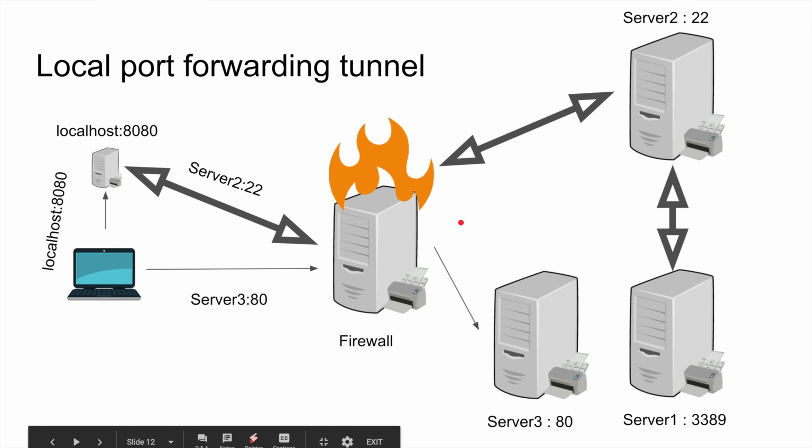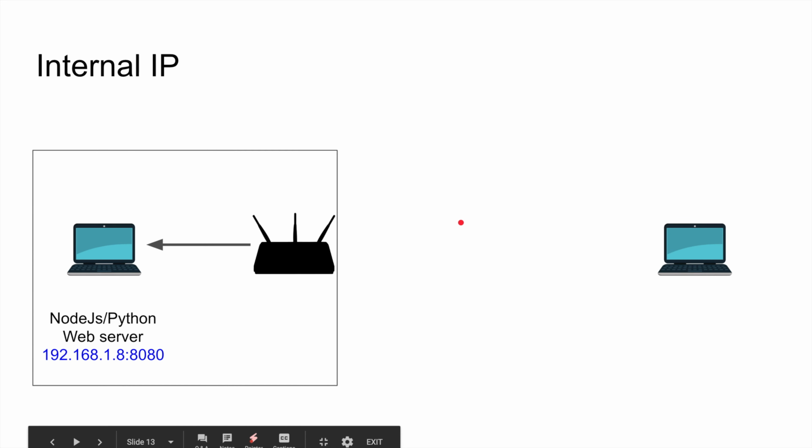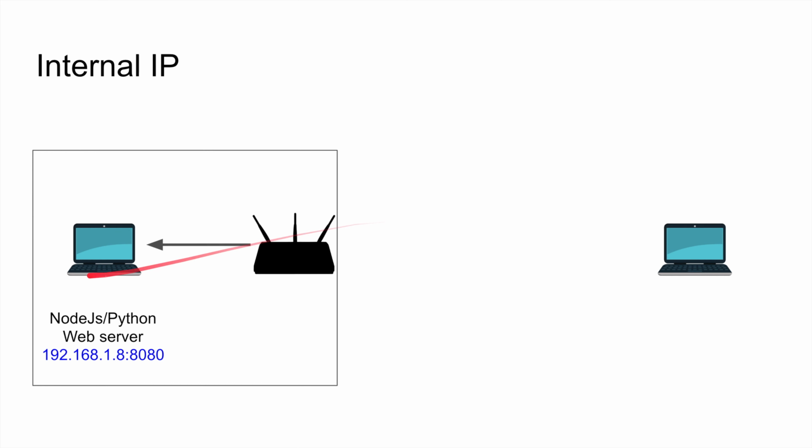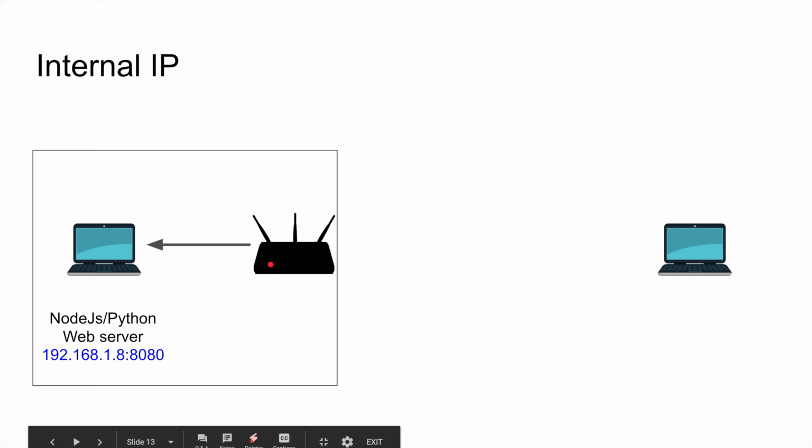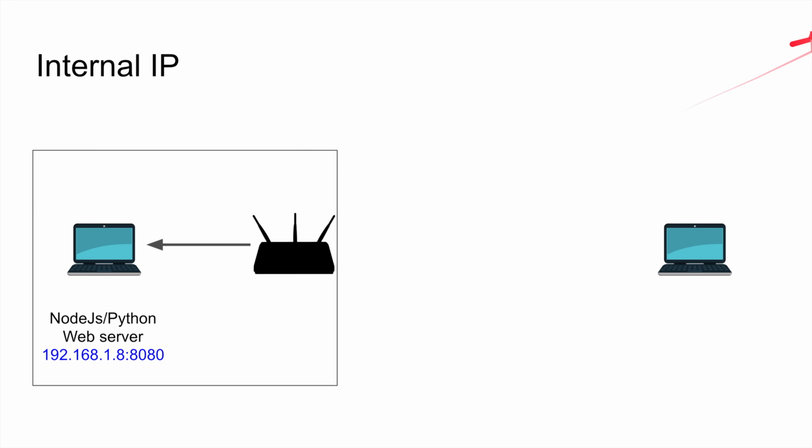Makes sense, guys? Another application of tunneling is an internal IP. Problem: I have a Node.js application, a Python Tornado application, that is running locally on 192.168.1.8, which is a local IP, which you cannot access from outside, from the internet, right? We talked about that in the public IP versus private IP video. I'm going to reference it here. Go check it out, guys. I explain why you cannot access it.